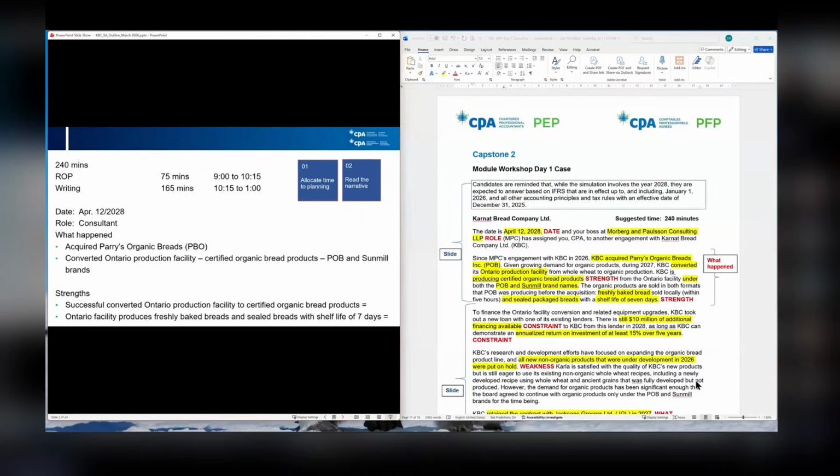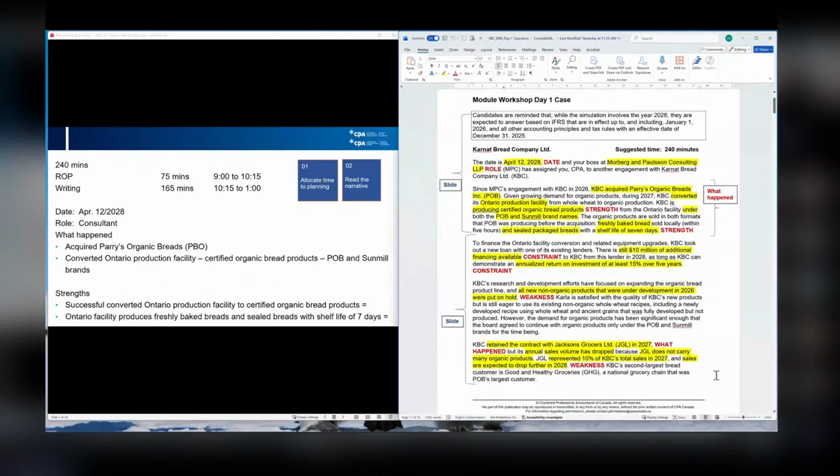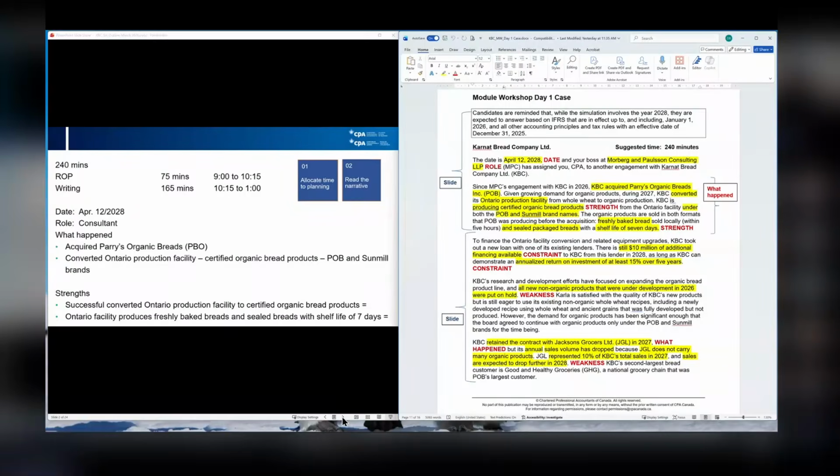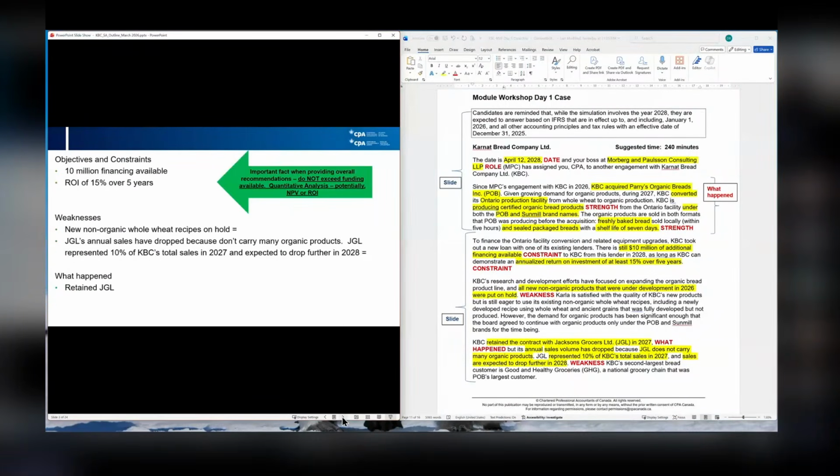So now let's look at the next few paragraphs and what relevant information do I need to extract. So we already have some objectives and constraints. First of all, they have a maximum of 10 million financing available, and they expect a return on investment of 15% over 5 years.